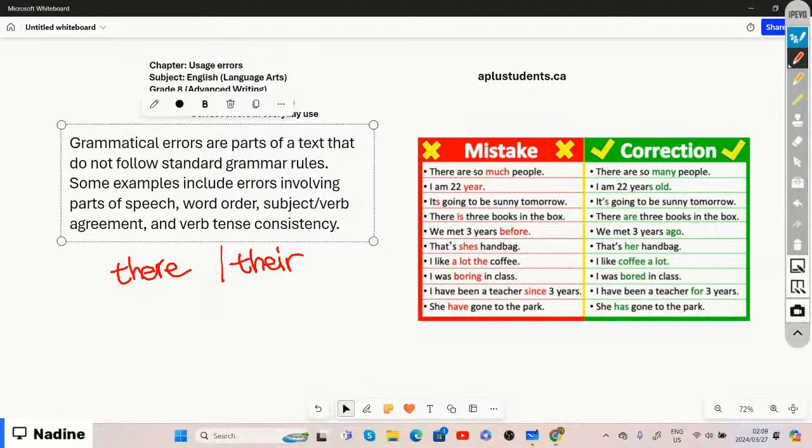Right? So it is grammatical errors. It's parts of a text that do not follow standard grammar rules. And there I made an example even. If you maybe use the word there instead of they, if you use the word much instead of many or many instead of much, if you maybe use the word less instead of few, right? Those are all words that are incorrect within a specific sentence, right? Because we need to know which specific word to use within a specific sentence or context.